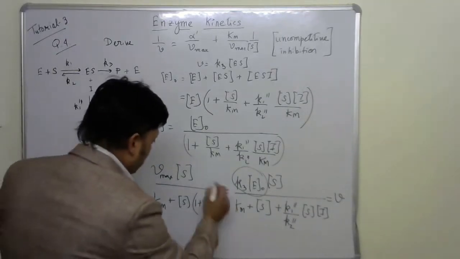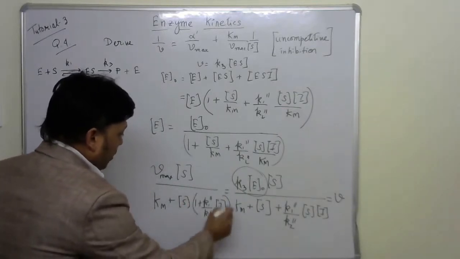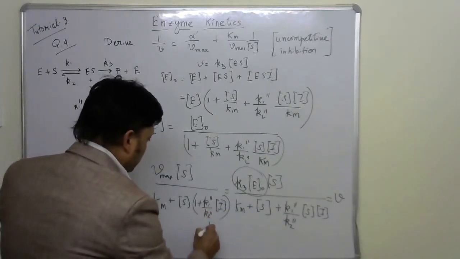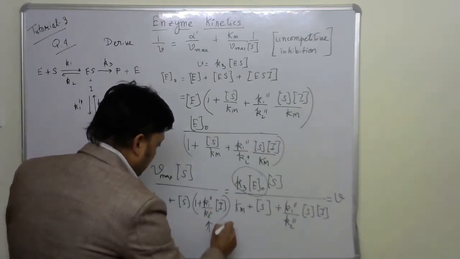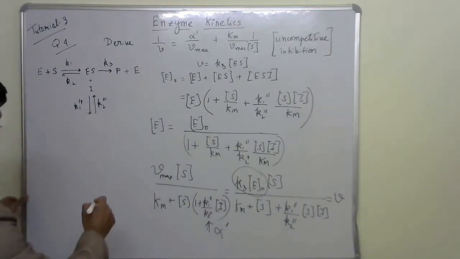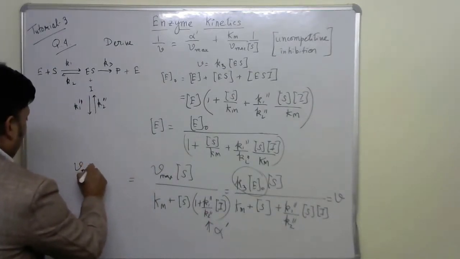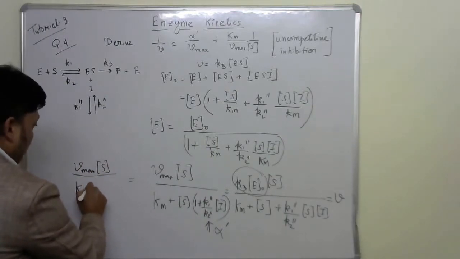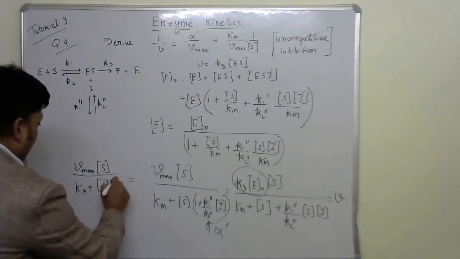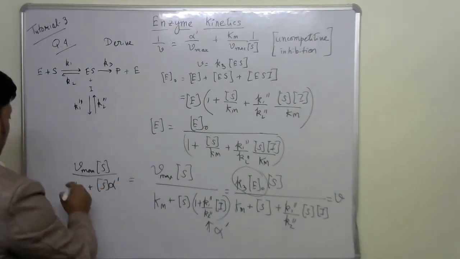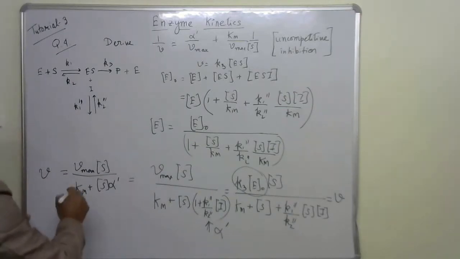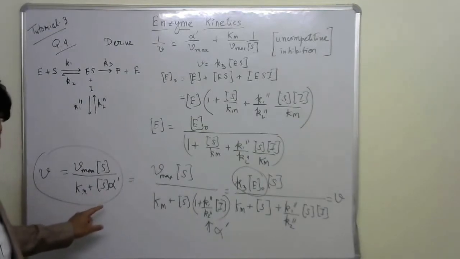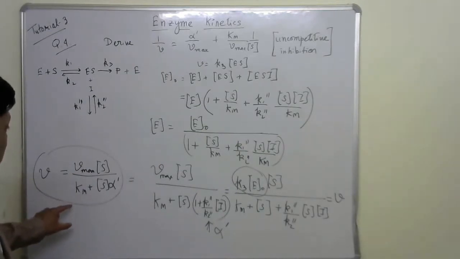Now this constant quantity means apparently constant because this is dependent on the inhibitor concentration I. So this can be called as alpha prime. So therefore this becomes V max multiplied by S divided by Kn plus S multiplied by alpha prime. And this is equal to V. So that's how we get the Michaelis equation for the uncompetitive inhibition.